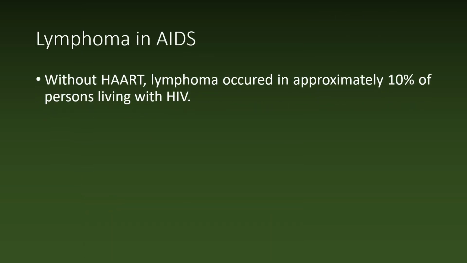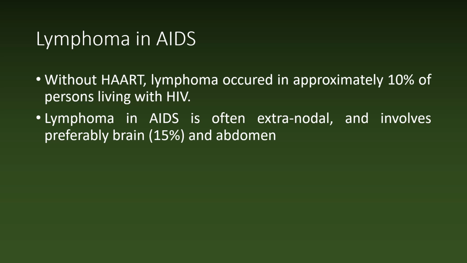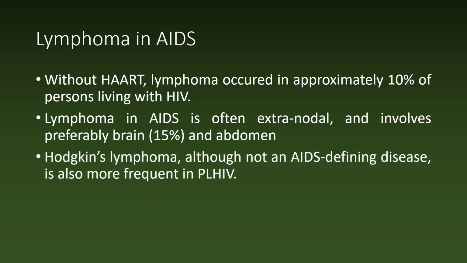Without HAART, lymphoma occurred in approximately 10% of persons living with HIV. Lymphoma in AIDS is often extranodal and involves preferably brain and abdomen. Hodgkin's lymphoma, although not an AIDS-defining disease, is also more frequent in persons living with HIV.